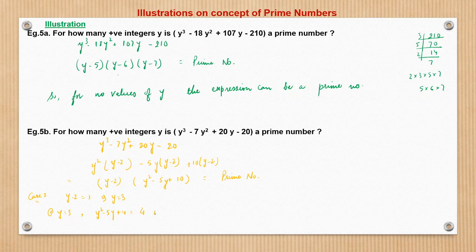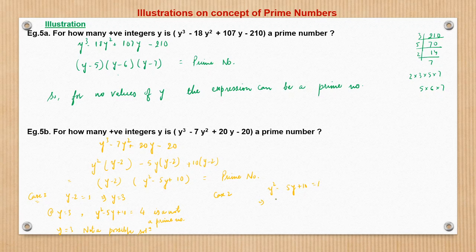4 is not a prime number. Hence y equal to 3 is not a possible solution. Case 2: if this factor is equal to 1, so y square minus 5y plus 10 is equal to 1.